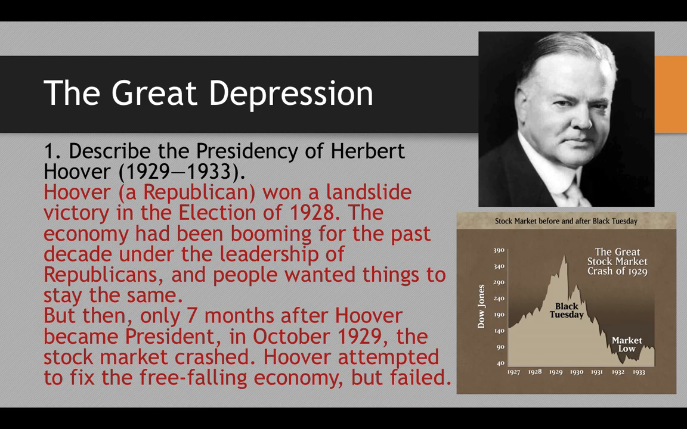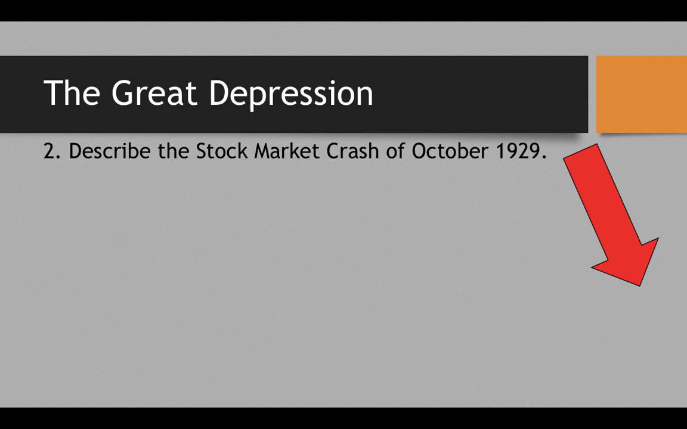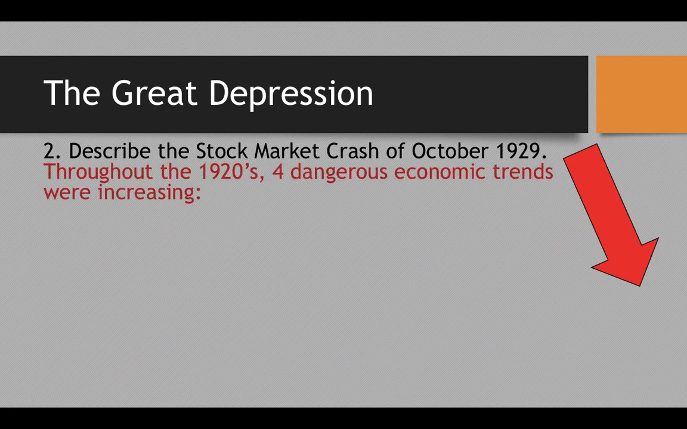So all of Hoover's attempts to fix the economy failed, as you see in the graph there, throughout the first 4 years of his presidency, from right here, when it initially dropped, all the way until 1933, when he left office. It just went down and down and down, lower and lower, and more people lost jobs. Okay, so throughout the 1920s, there were 4 dangerous economic trends that were increasing that eventually led to the stock market crash in October of 1929.